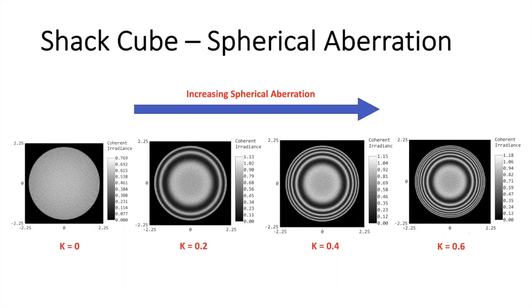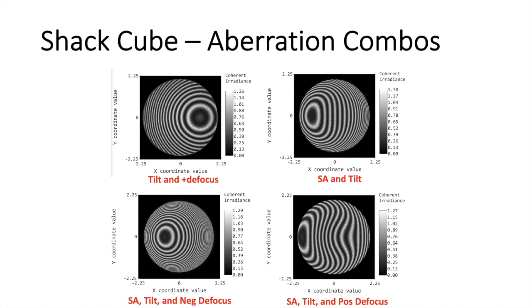Similar to the physical lab, we found straight line fringes when introducing tilt into the system. Spherical aberration is introduced by changing the conic constant of the mirror, producing the following interferograms. When combined, it's clear to see how each aberration contributes to the pattern.